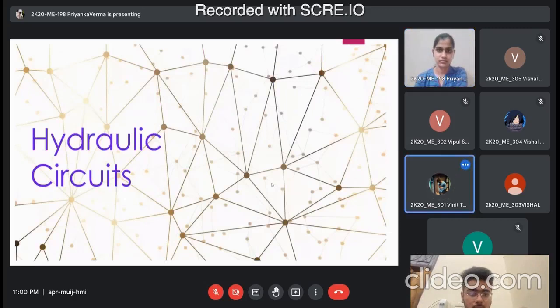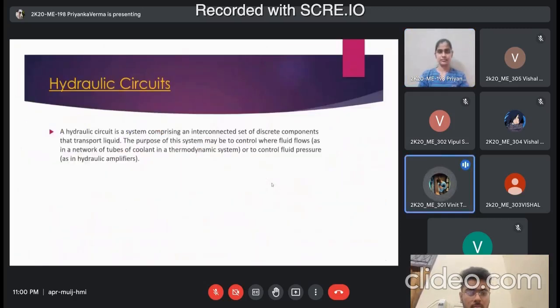Hydraulic circuits. A hydraulic circuit is a system comprising an interconnected set of discrete components that transfer liquid. The purpose of the system may be a control where fluid flows as in a network of tubes of coolant in a thermodynamic system, or to control fluid pressure as in a hydraulic amplifier.